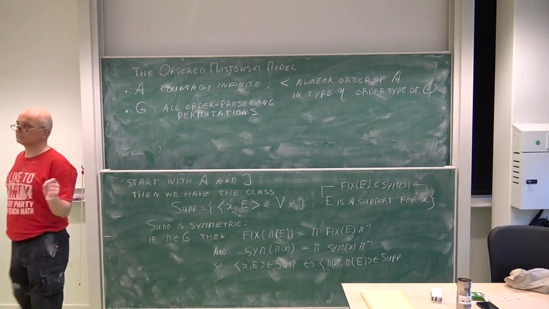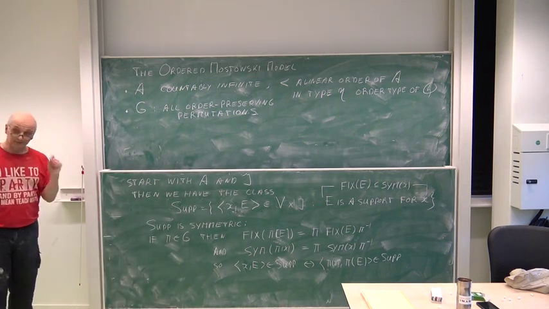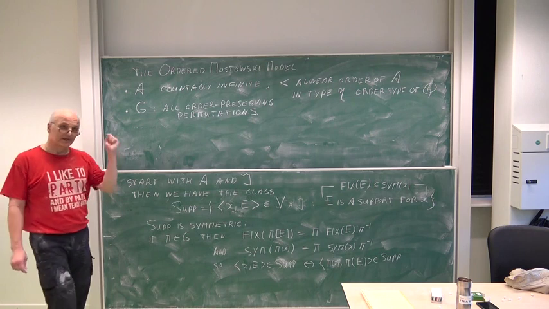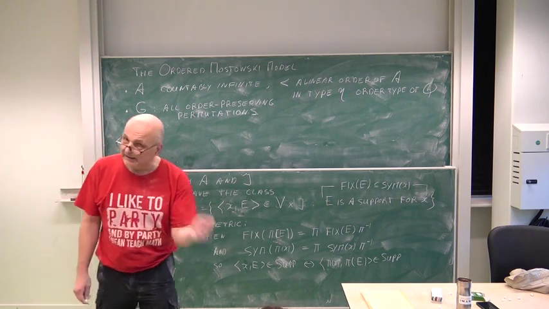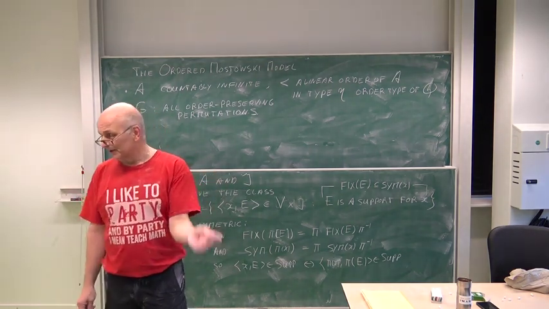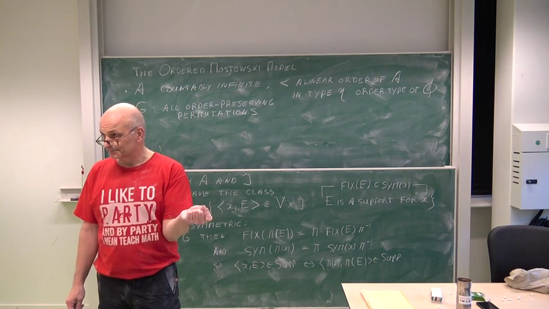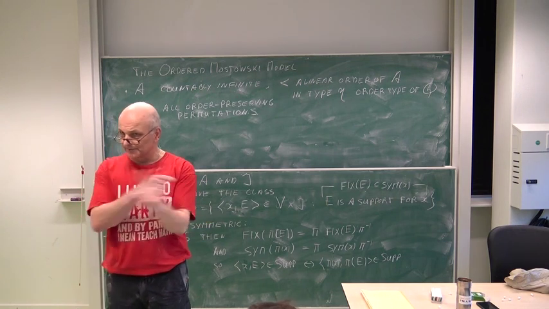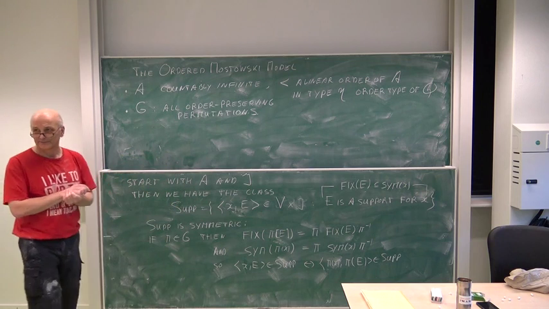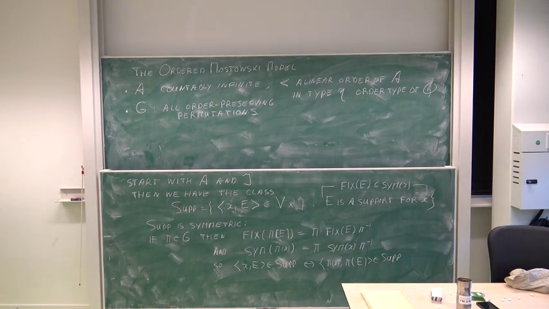Our group is still, of course, going to be a bunch of bijections, but they're going to be all the automorphisms of the linearly ordered set. All the isomorphisms of the linearly ordered set to itself. In other words, all the order-preserving permutations.